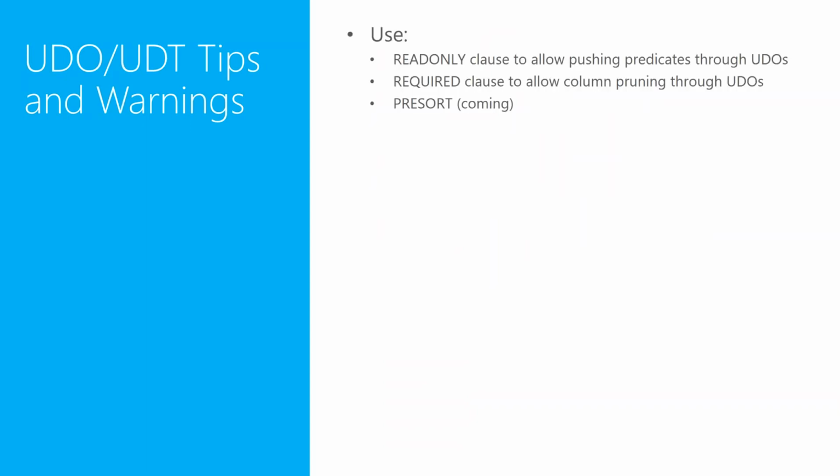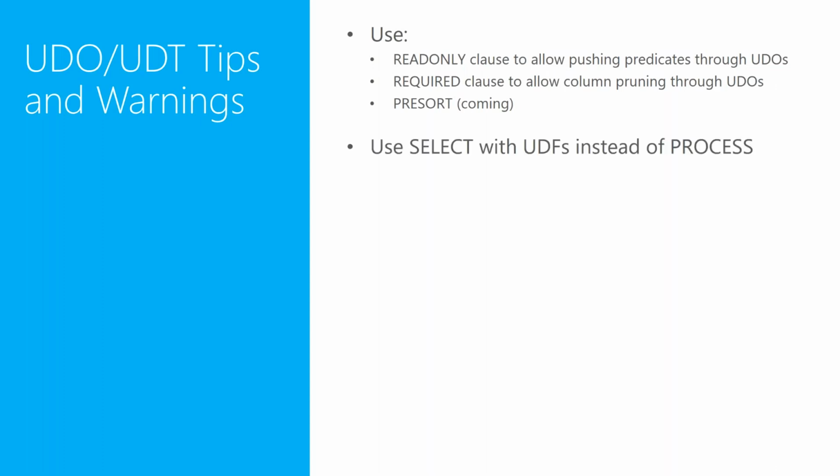So here are some tips and warnings, though, both for UDOs and also user-defined types. One, in order to still give the optimizer the ability to push predicates and column pruning through the UDOs, you should be using READONLY and REQUIRED clauses. You should also use PRESORT if you want to have, for example, ordered reducers or ordered aggregators.